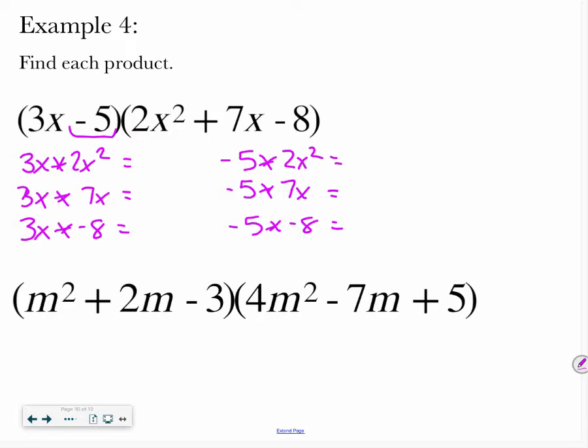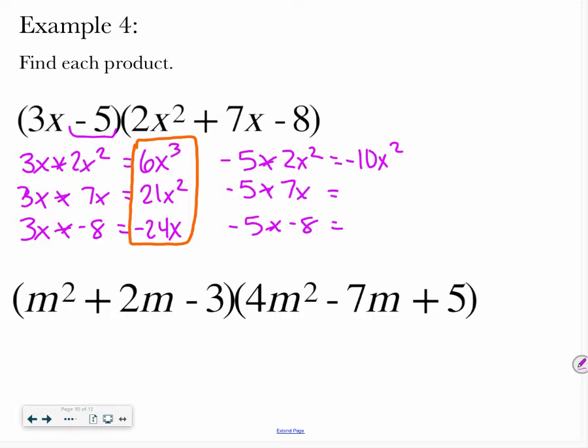I have 3x times 2x squared. That's going to give me 6x cubed. And then 3x times 7x is going to be 21x squared. 3x times the negative 8 is negative 24x. Okay, so these are the answers I got from the first one. And then, if I keep going, negative 5 times positive 2x is negative 10x squared. Negative 5 times 7x is going to be negative 35x. And negative 5 times negative 8 is a positive 40.